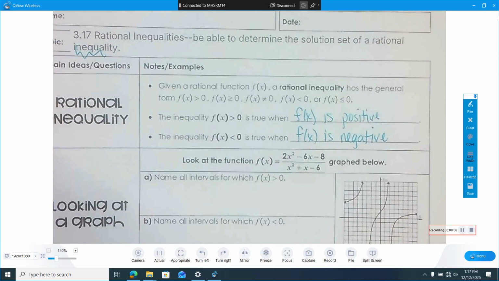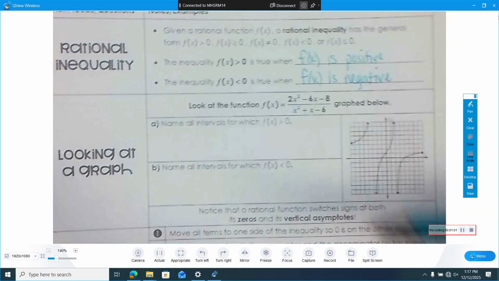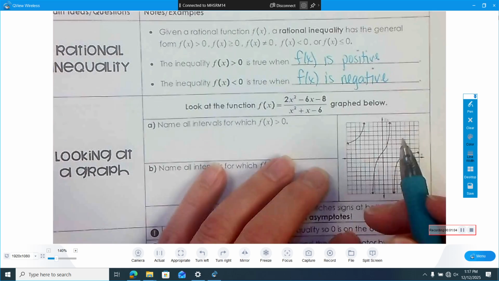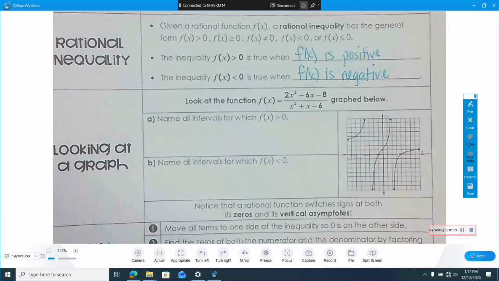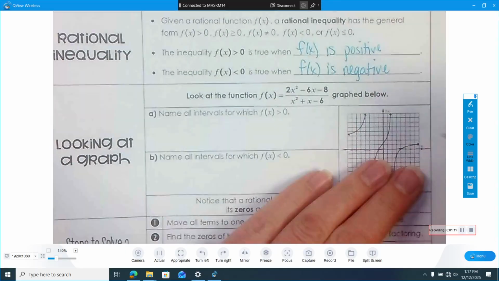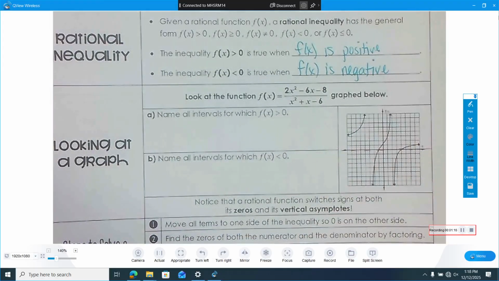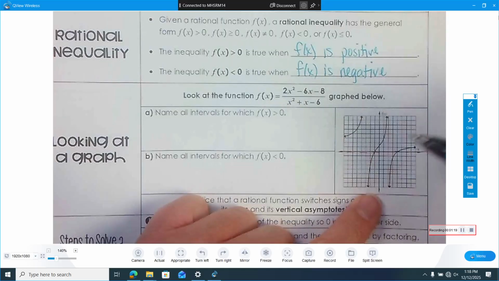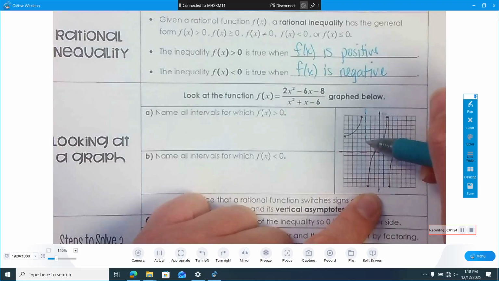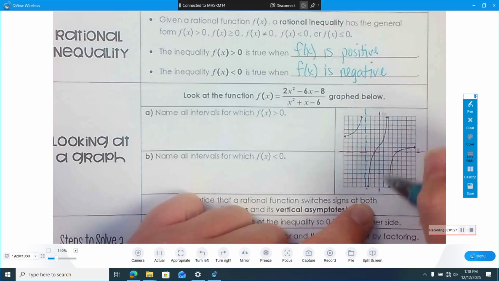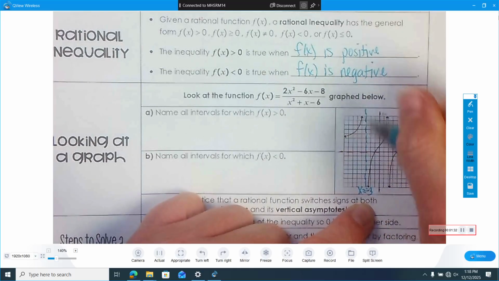Now, graphically, we have a nice little example, and again, when in doubt, graph it out. The function is positive anytime it is above the horizontal axis. When it's above that x-axis, our function is positive, and if it's below, it's negative. So it's pretty easy to see. This graph has a vertical asymptote right here at negative 3. There's a vertical asymptote right there.